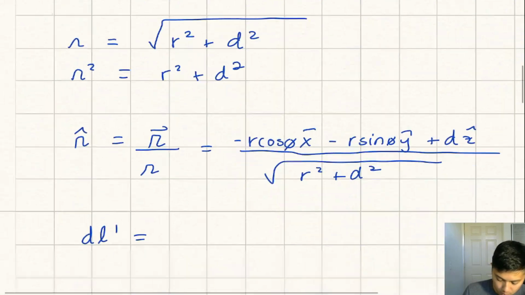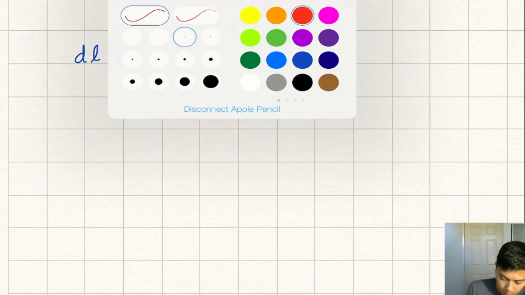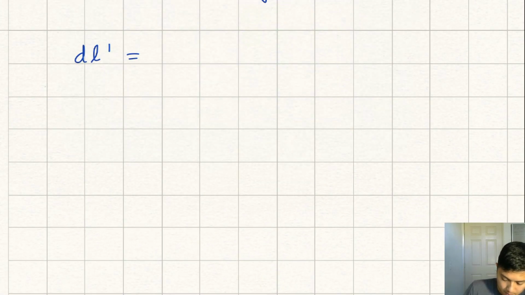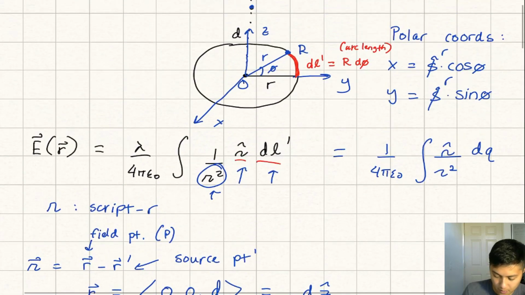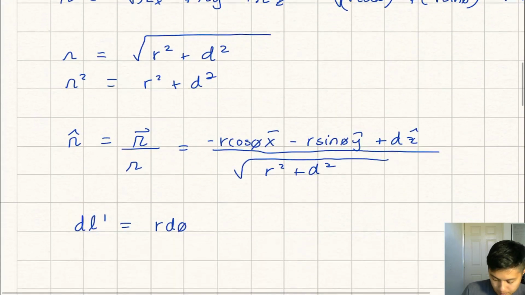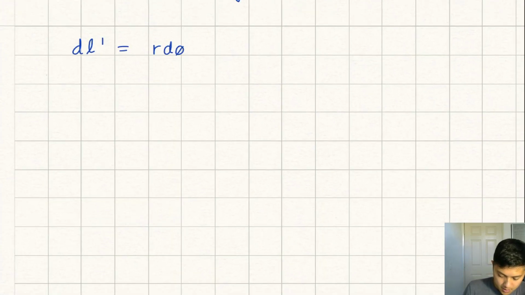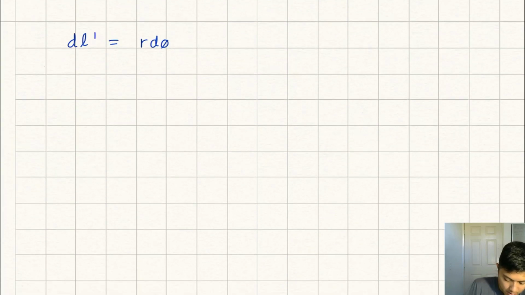So let's rewrite the equation down below. I'm going to rewrite what the dl prime is. So that's just r d phi. Sorry, I know I wrote a big R up there for some reason, but it's supposed to be a little r. Okay, so I'm going to rewrite the electric field formula one more time, just so I don't forget anything.